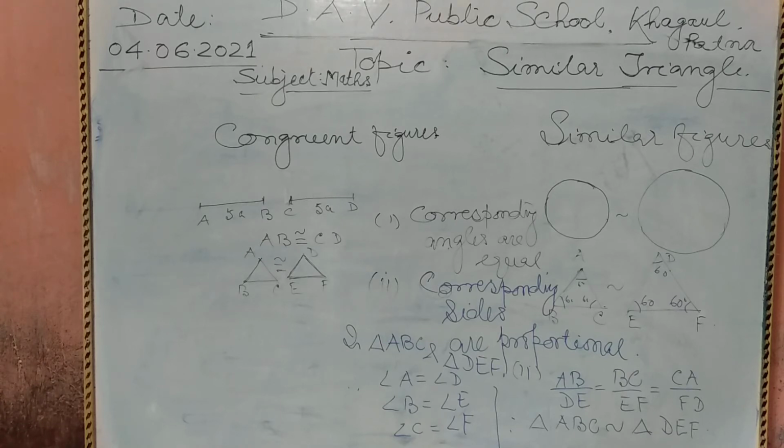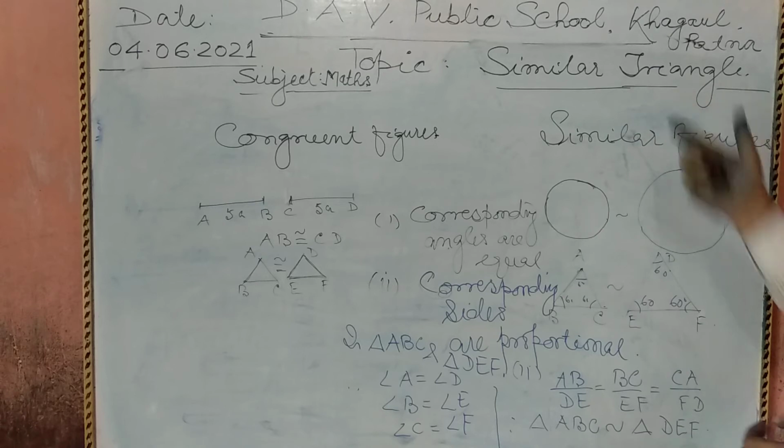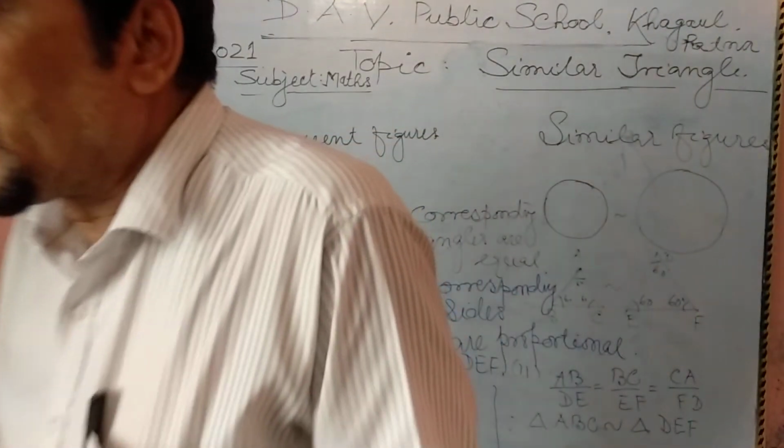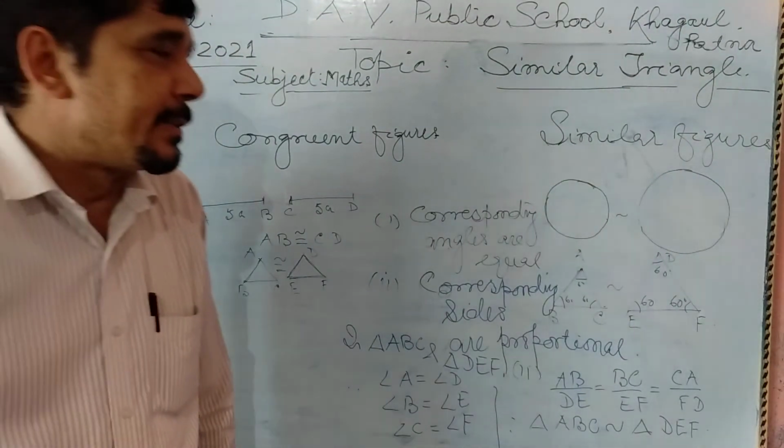Okay, so these are the basic differences between congruent figures and similar figures. Okay, so in this topic we will study similar triangles, in which case two triangles are similar, what are the criteria for being two similar triangles.